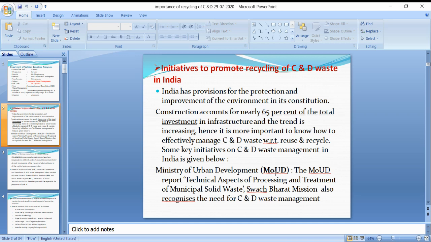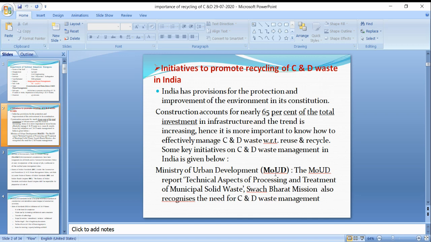So first we are going to say what is the initiation of the recycling. India has provisions for the protection and improvement of the environment in its constitution. So finally, we have to look after and we have to protect our environment.